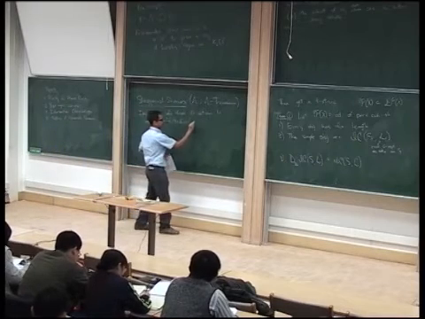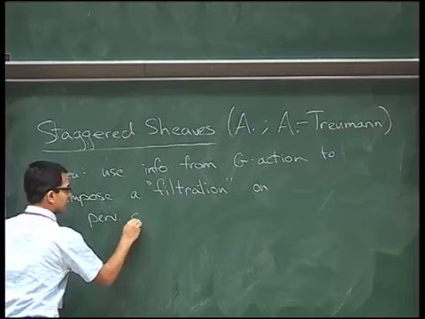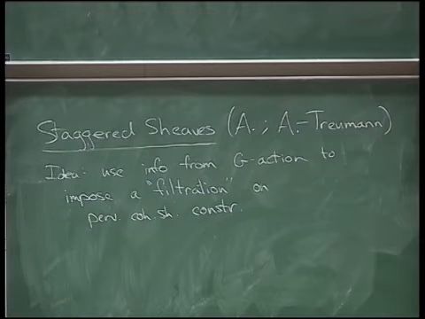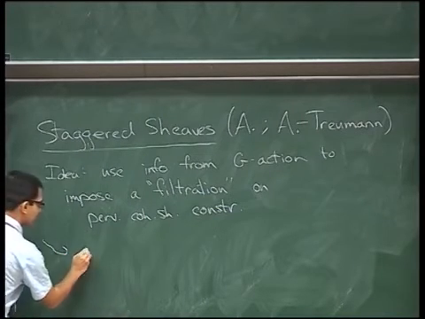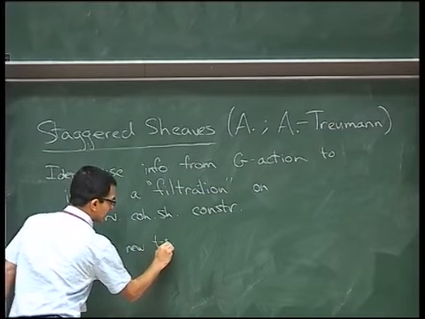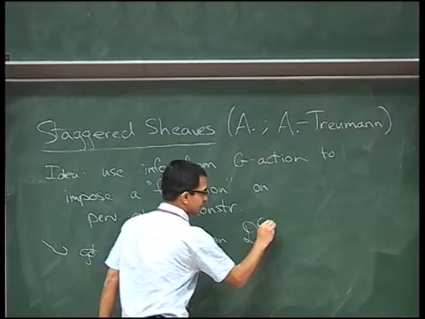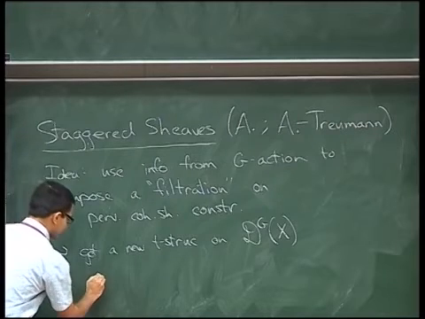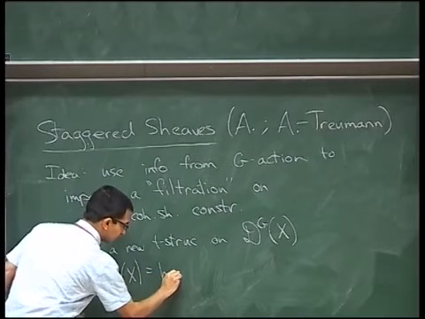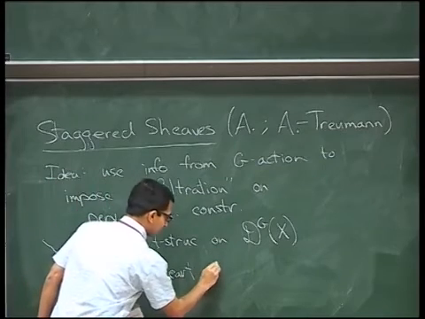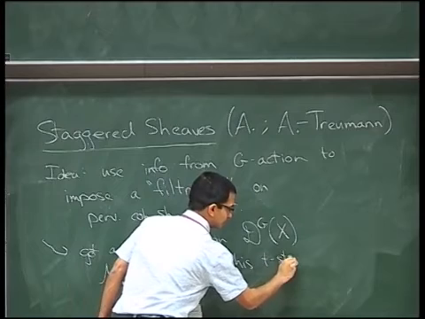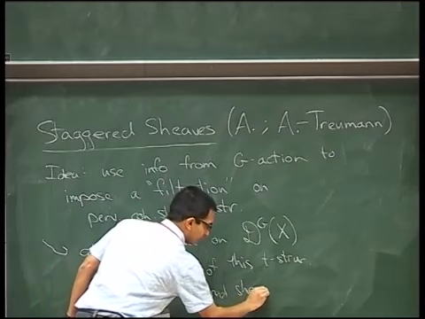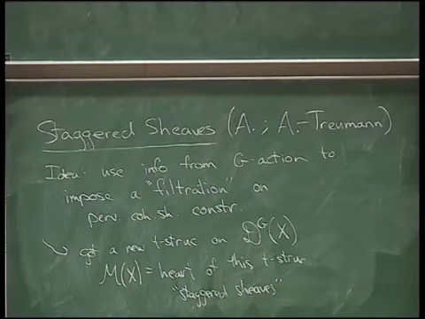On the perverse coherent sheaf construction. And then when you do this, you get a new t-structure on the derived equivariant coherent category. In general, it's different from that, and let me call its heart M(X). The objects of the heart are called staggered sheaves. So I'll say a little bit about properties of staggered sheaves.